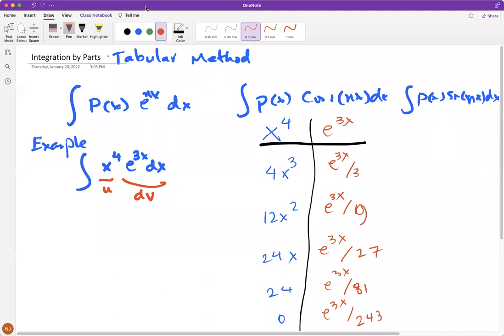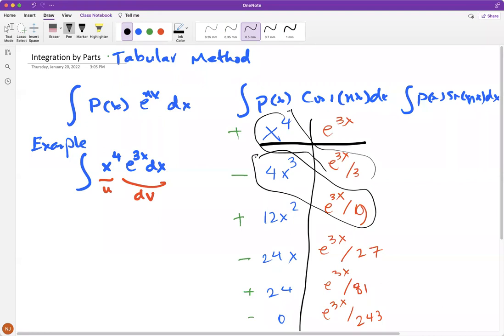Okay, so that done, the next step is that you start from the very top row and put a positive, then negative, alternating positive, negative, positive. This would be negative, but then it's multiplied by 0 eventually, so it doesn't matter. Then diagonally, you multiply one term from there with the term below it in the other column, times the sign that you wrote.